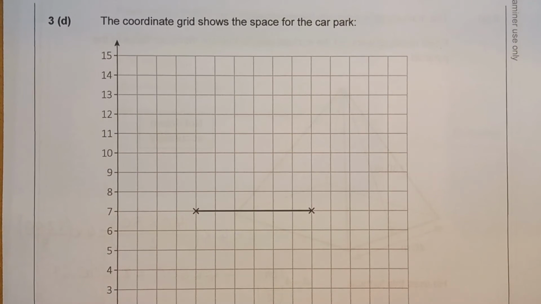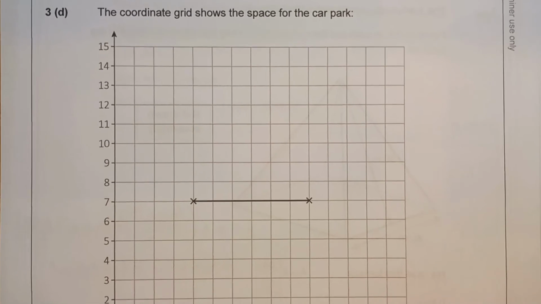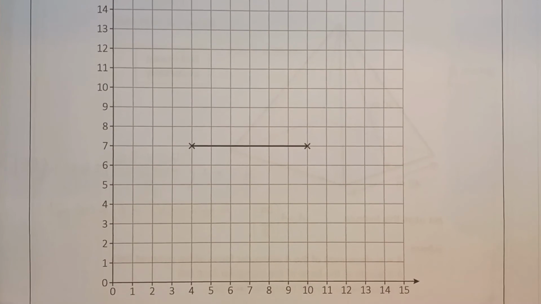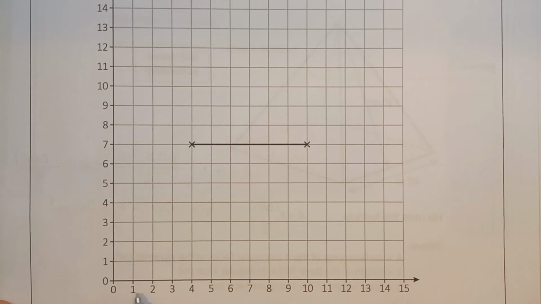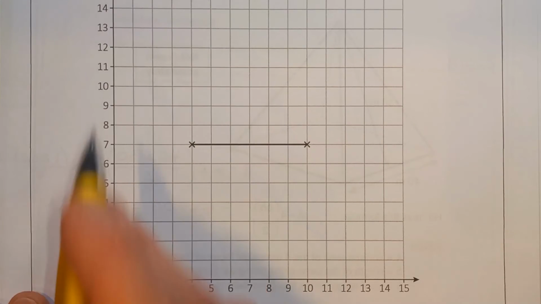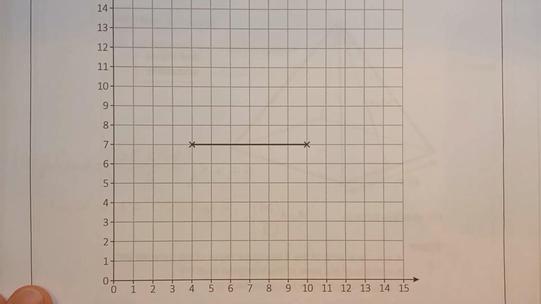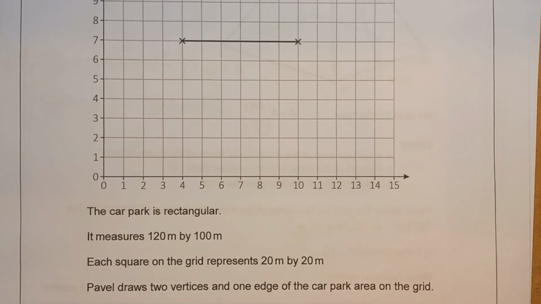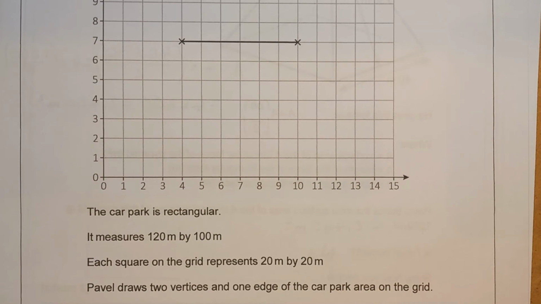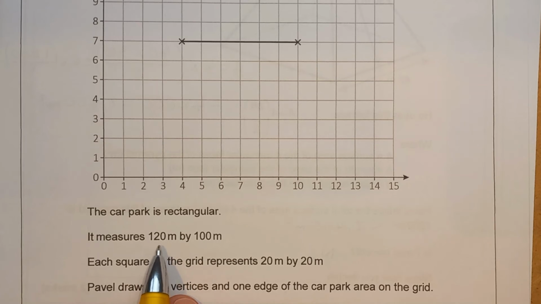Okay, 3D. The coordinate grid shows the space for the car park. Okay, so we've got this here. So going up to 15 across and that 15 up. And we've got two points and a line joining the points. We're told the car park is rectangular. It measures 120 metres by 100 metres. Each square on the grid represents 20 metres by 20 metres.